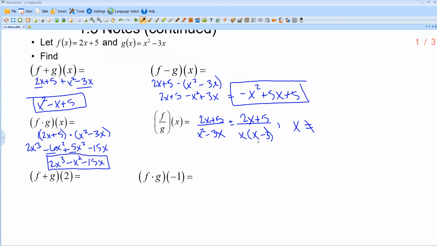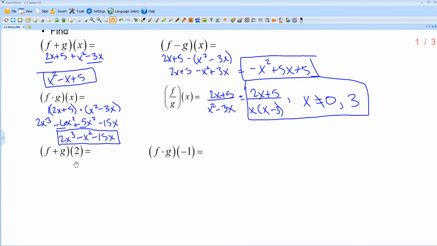X cannot be equal to anything that's going to zero out the denominator here. So if x is 0, I'd get 0 times something, negative 3, which would be 0. So x can't be 0. X also can't be 3, because if I put in 3, I'd get 3 times 3 minus 3, which is 0. Any other number, if I put 10 in here, these two things are going to be two non-zero products, and that's what you need. So this whole thing would be the answer.